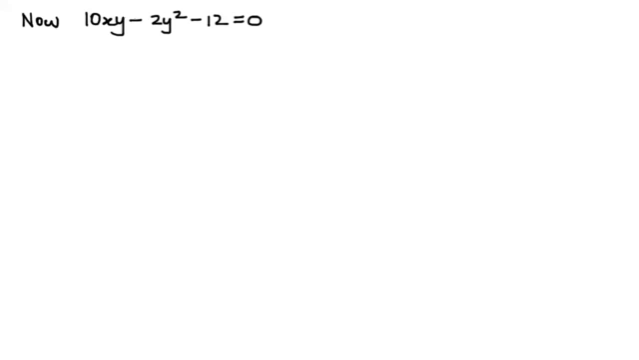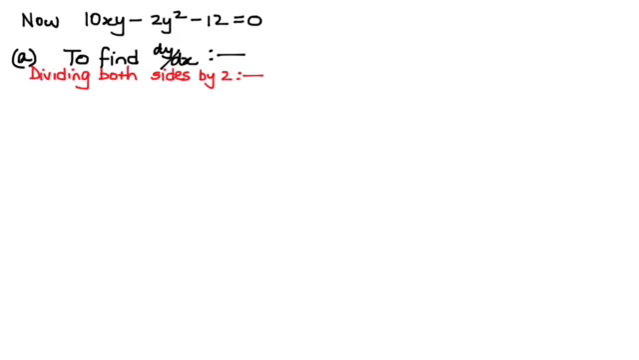Alright, we've got an implicit differentiation question here, guys. So let's go with that. We've got to find dy/dx in part A in terms of x and y. To find dy/dx, the first thing I would do is divide both sides by 2. And the result would be that 5xy - y² - 6 = 0.